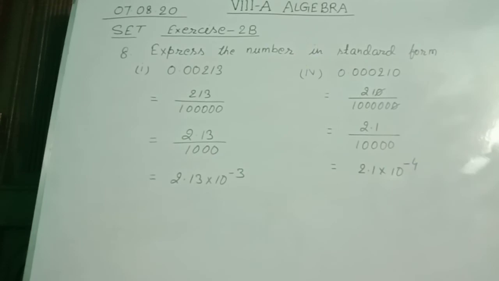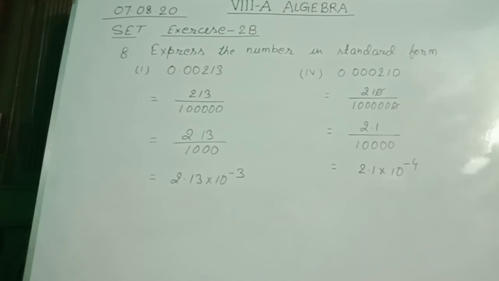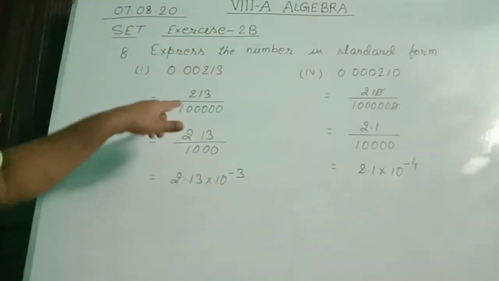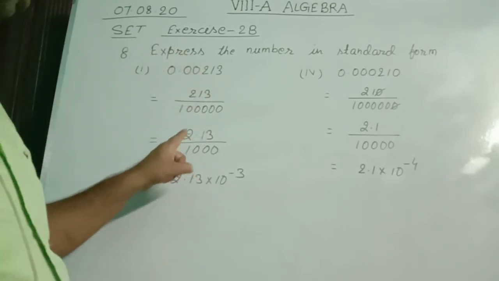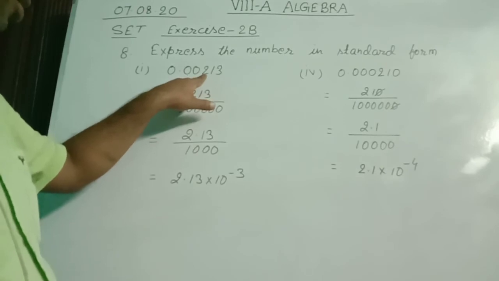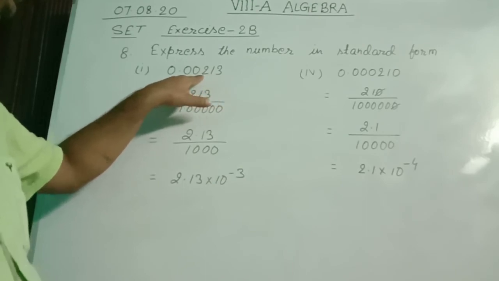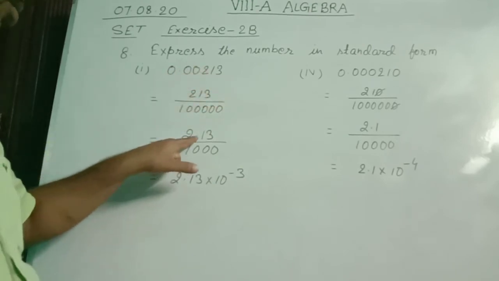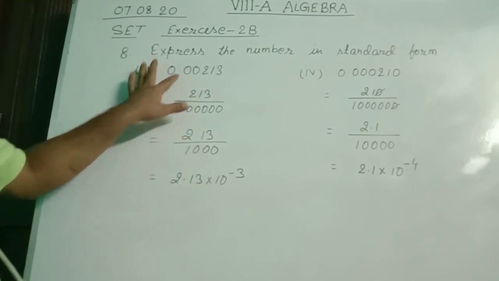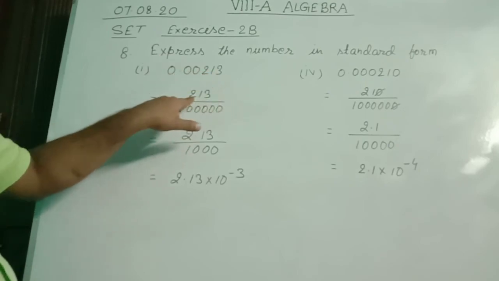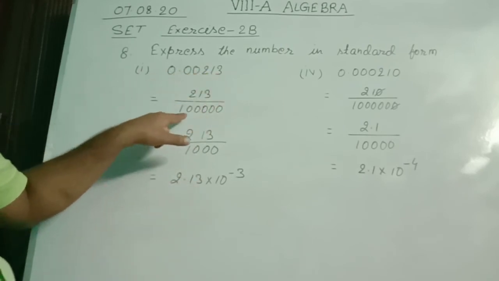Question number 8, express the number in the standard form. What is the standard form? When we write this in the exponential form, the last digit of the number, which is 213 here, should come after the decimal. First of all, I change this into fractional form. 213, there are 1 2 3 4 5 digits before the decimal, so I gave here 5 zeros.